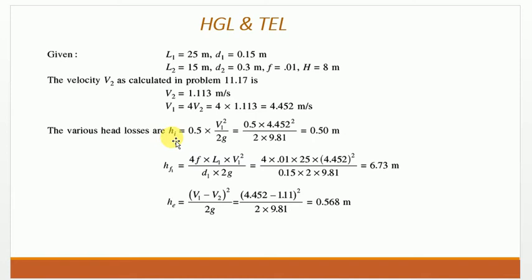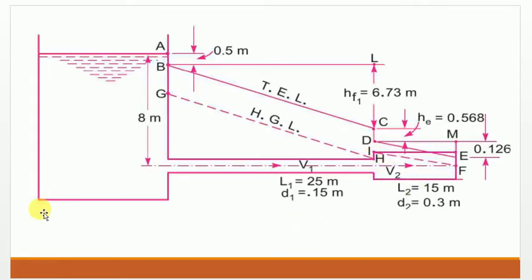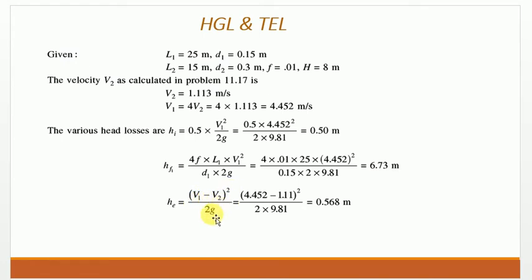First we find the head loss due to inlet, 0.5 v1 square by 2g. v1 we have already known as 4 v2, and v2 we have already calculated as 1.13 meter per second, so v1 is 4.452 meter per second. Substituting these values, hi will be 0.50 meter. hf1 is the head loss due to friction in pipe 1: 4f L1 v1 square by 2 d1, which gives 6.73 meters. Then from the sudden expansion, He will be equal to (v1 minus v2) square by 2g. Simplifying we get 0.568 meter.